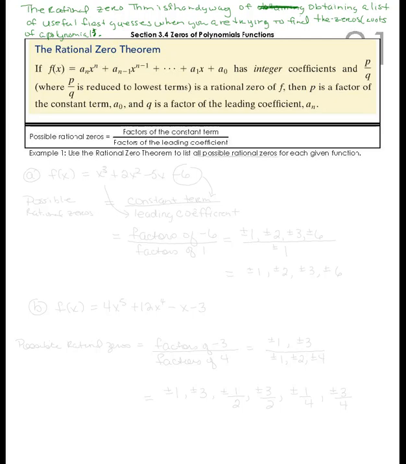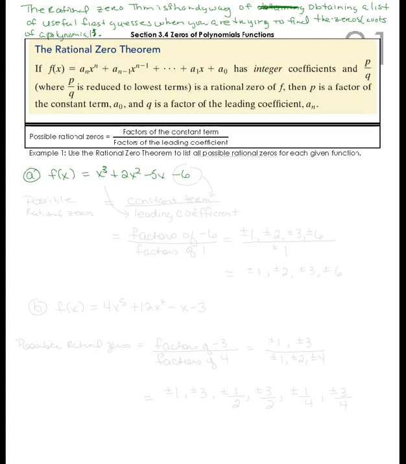Okay, so let's say that we have a polynomial. Let's look at this first example here. f of x is equal to x cubed plus 2x squared minus 5x minus 6.